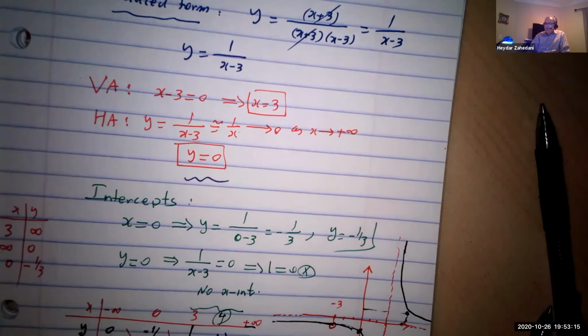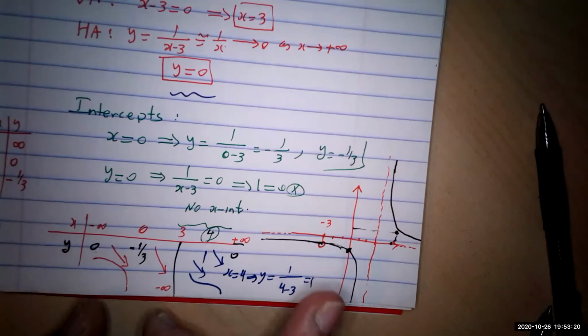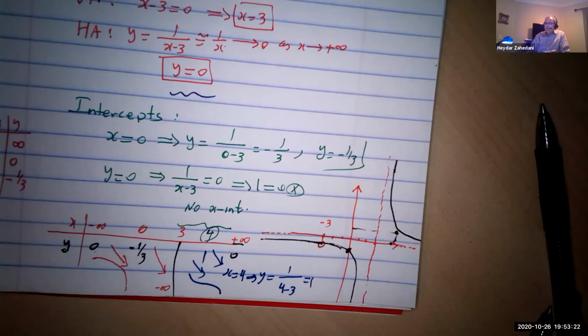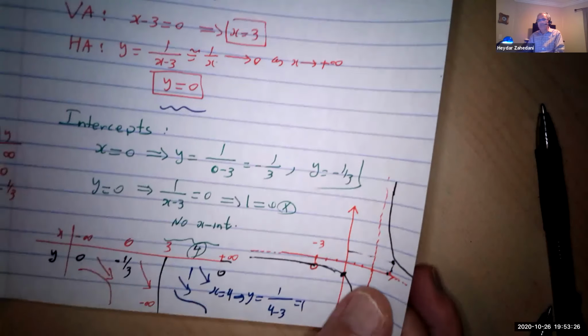So this is it, and the hole. The graph would have a hole if you have a common factor, and you have to identify that hole for us. So that is a type 2.